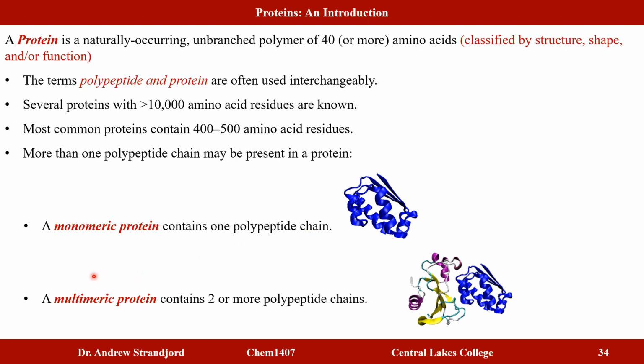If I have a protein that contains several polypeptide chains, 2 or more, we call that a multimeric protein chain, as represented here, where I have 1, 2, 3, 4, 5 different individual polypeptide chains which have come together and are held together by intermolecular forces to form a protein molecule or a protein structure.